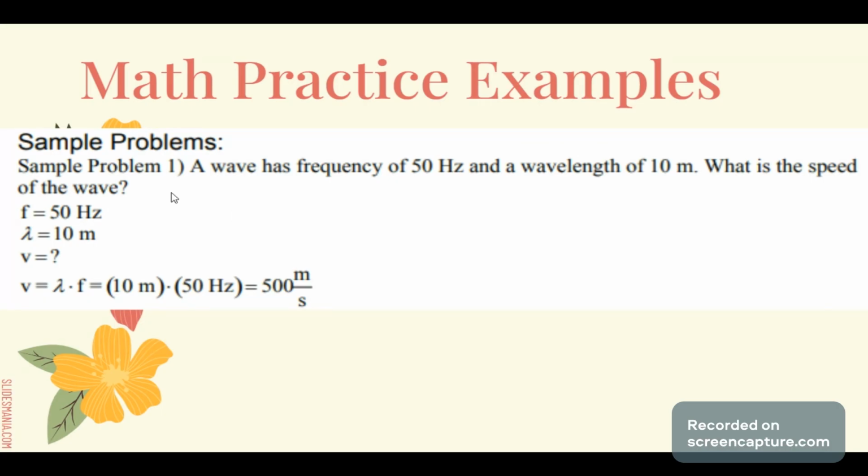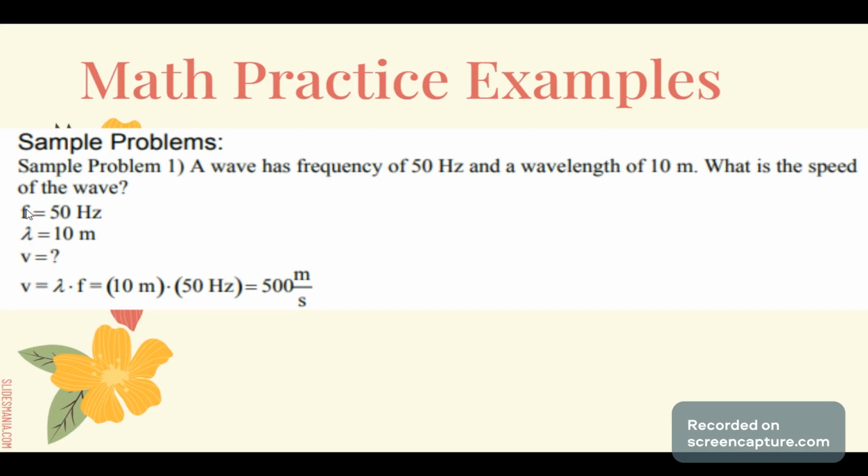So here's the first problem. A wave has a frequency of 50 hertz and a wavelength of 10 meters. What is the speed of the wave? So we've got our question, right? And we want to look at how to answer it. And the way that we want you guys to answer it is by doing all of these steps. And I know it's going to seem like, oh, why do I have to do all these steps? It's for a number of reasons. I make my AP Physics kids do these steps, so don't feel bad about it.